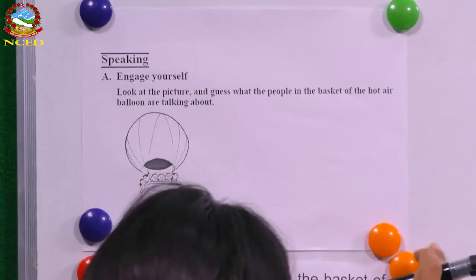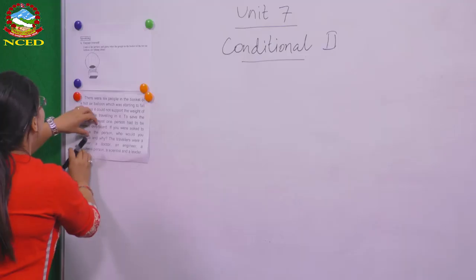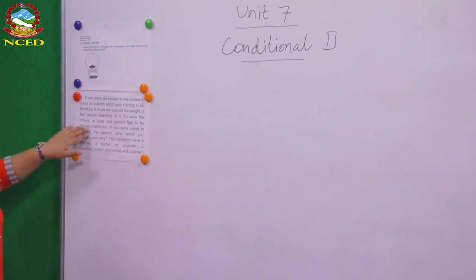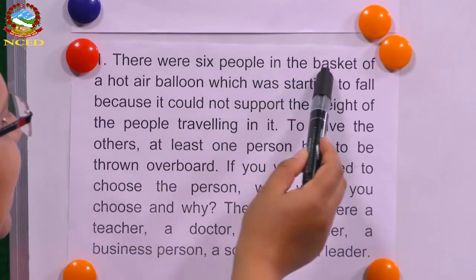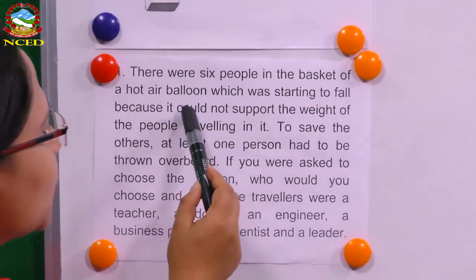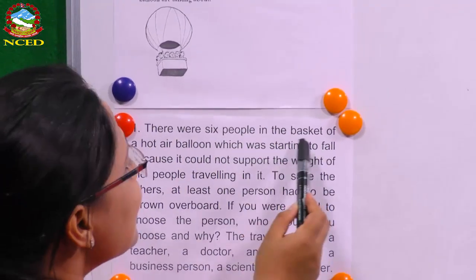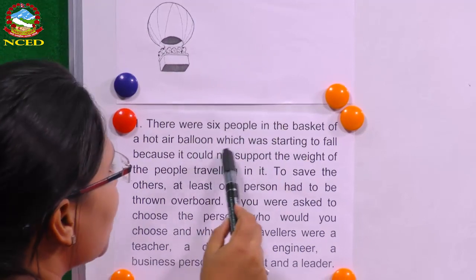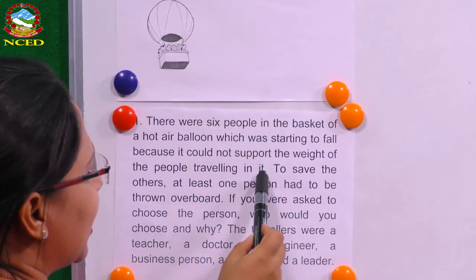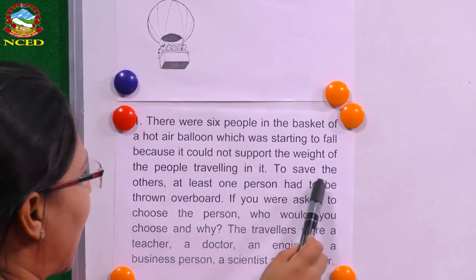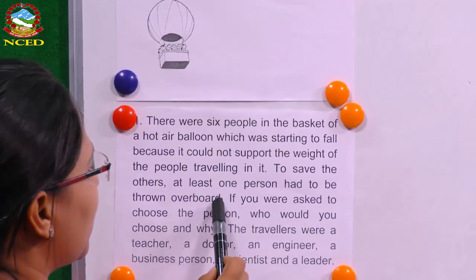Yes, okay. Look at another number. There is given what they are talking about, okay? There were 6 people in the basket of a hot air balloon. There were 6 people. It was starting to fall. You say झर्दै थियो बिस्तारै because it could not support the weight of the people traveling in it. To save the others, at least one person had to be thrown overboard.